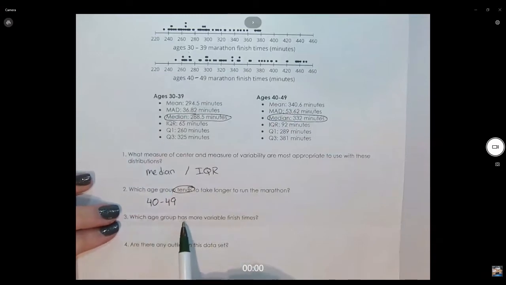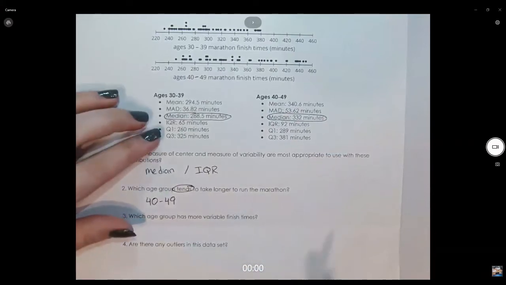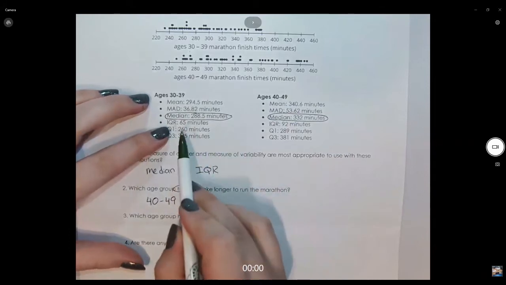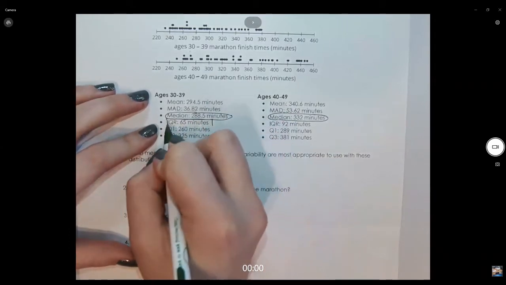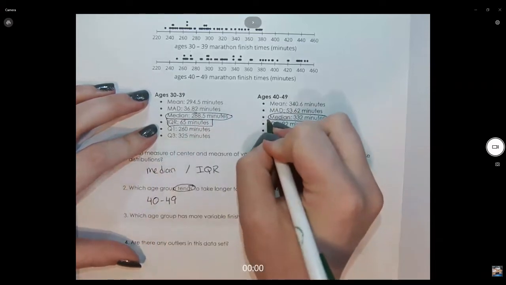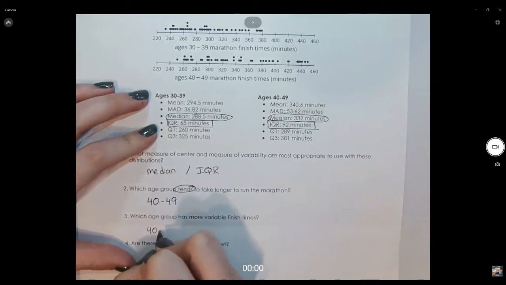Which age group has more variable finish times? What that means is which one is varying the most in their finish times. If we wanted to look at variation, we could look at interquartile range, and the one that has the larger interquartile range is going to be the one that's varying the most. So that's 40 to 49.